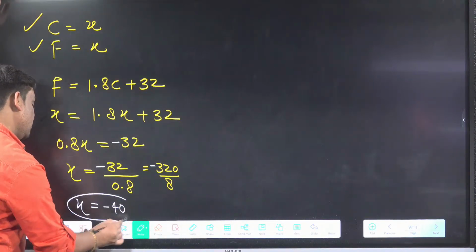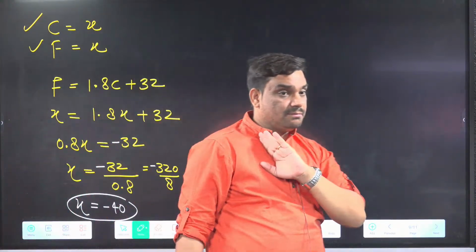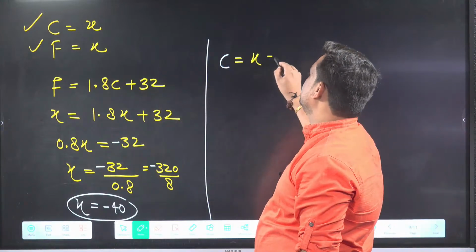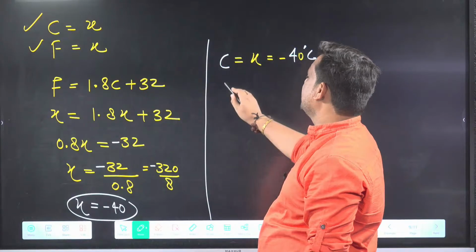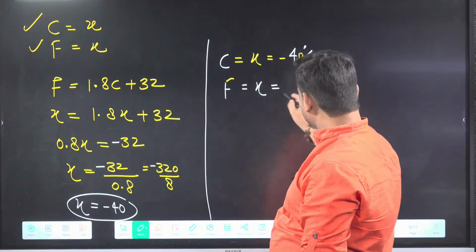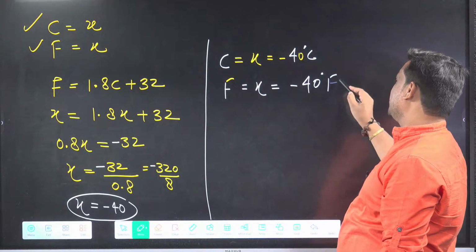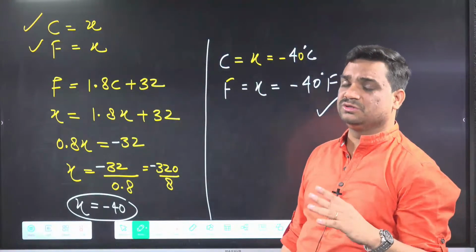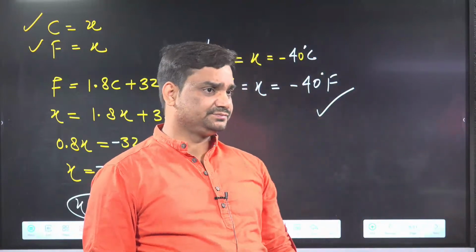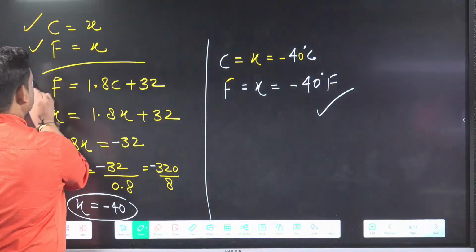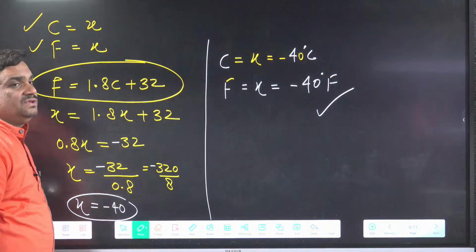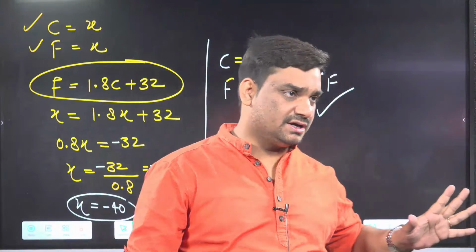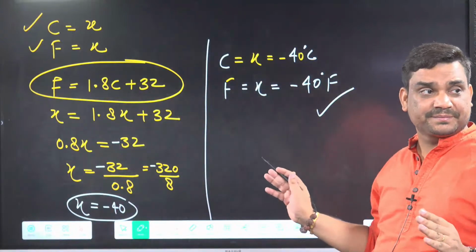But listen, minus 40 is not the answer. The answer will be, sir, C equal to X means minus 40 degrees Celsius, or I can say F equal to X equal to minus 40 Fahrenheit. So minus 40, either you say in degree Celsius or in Fahrenheit, both are the same, okay? This formula you have to remember always. Minus 40 degrees Celsius is the same as minus 40 Fahrenheit. I hope this thing is clear.